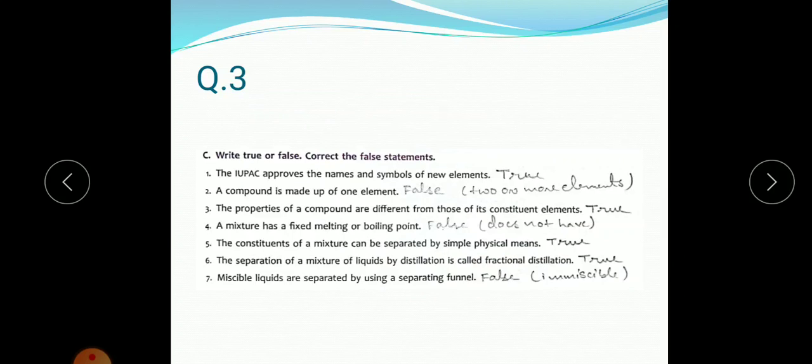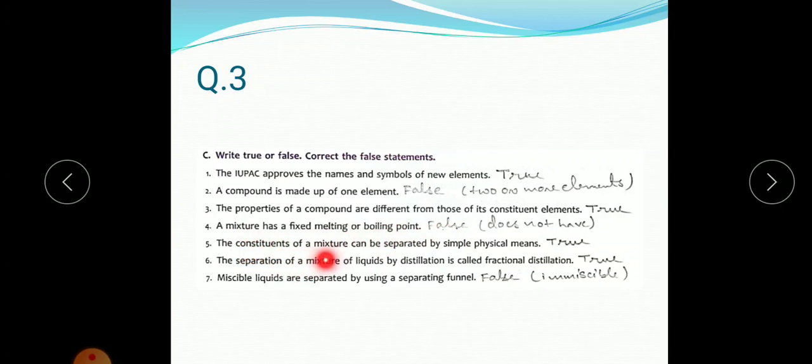Next, question number 3 was write true or false, and correct the false statement. Number 1, the IUPAC approves the names and symbols of new elements. It's true. A compound is made up of one element. It's false. The correct statement is: a compound is made up of two or more elements. The properties of a compound are different from those of its constituent elements. That's true. A mixture has a fixed melting or boiling point. False, because a mixture does not have a fixed melting or boiling point.